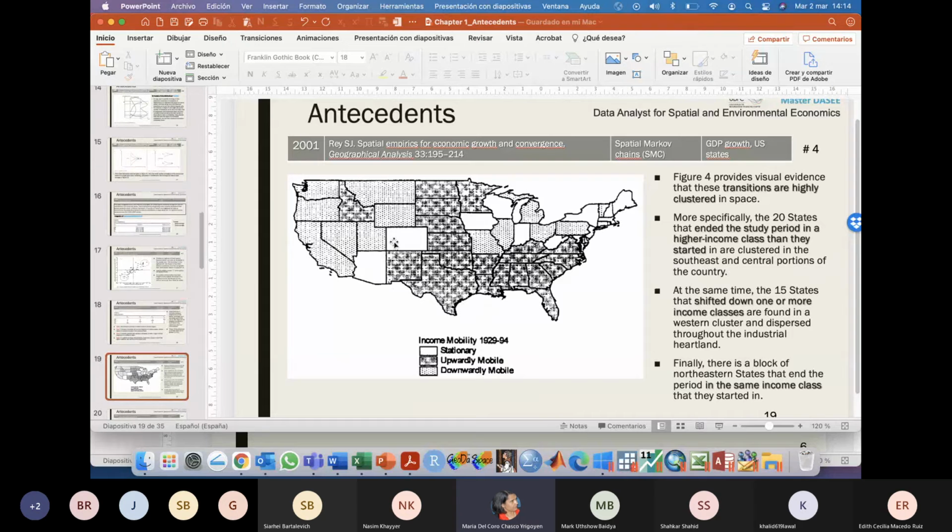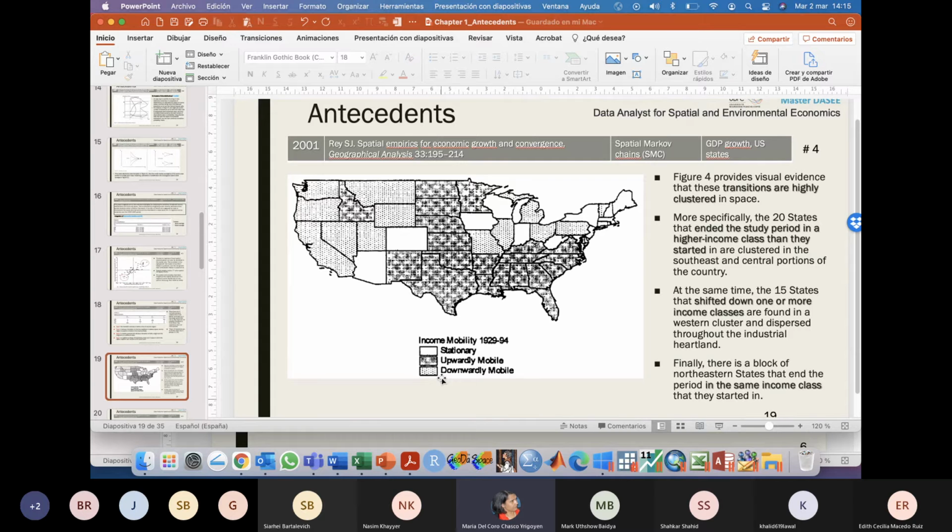Rey also represented all this on a map. It is interesting because for us, maps are very, very important. And what we see here is the map for the intra-distributional mobility. So it's a kind of Markov chain representation also, but a very simple one. So we identify a stationary situation, upwardly mobile and downwardly mobile.